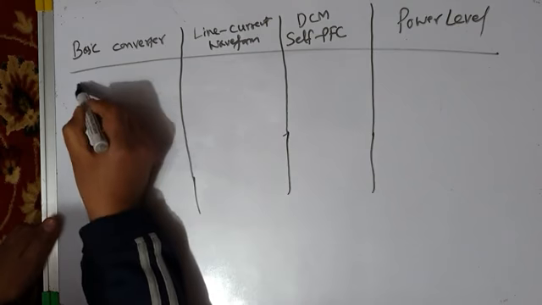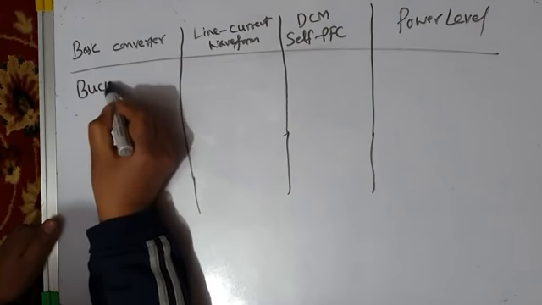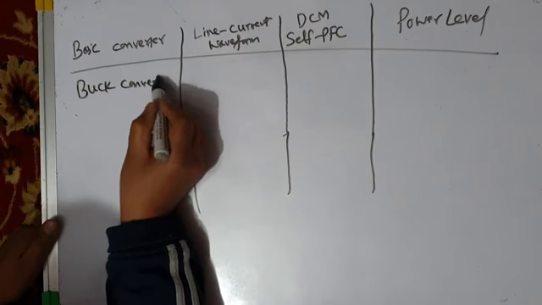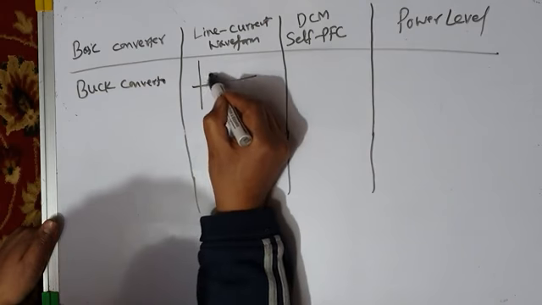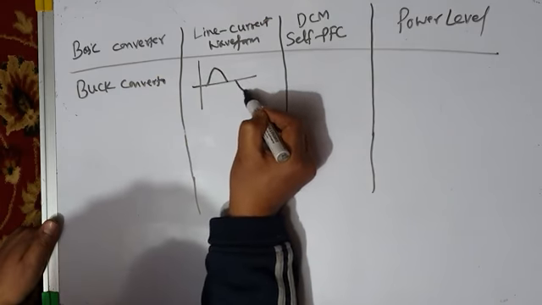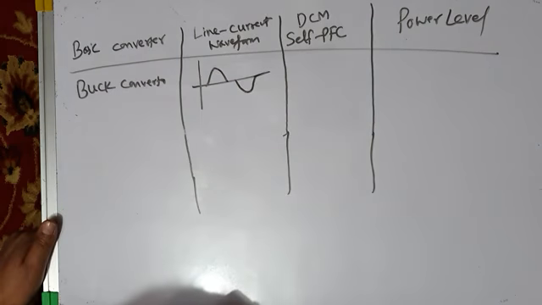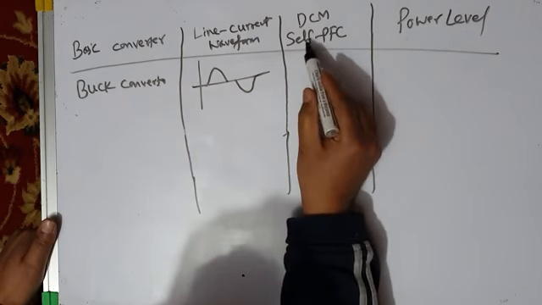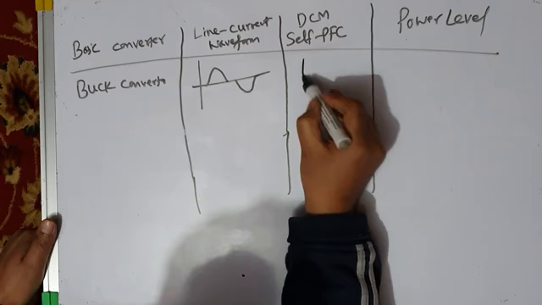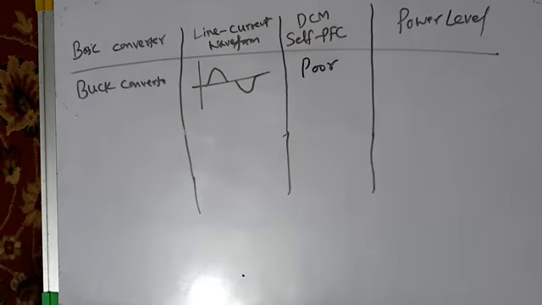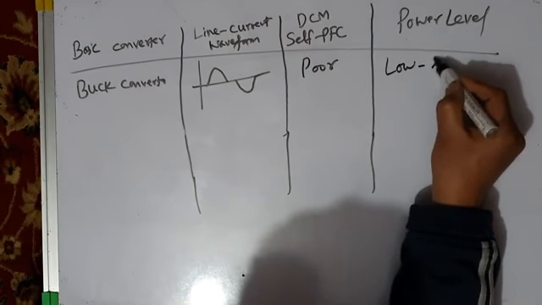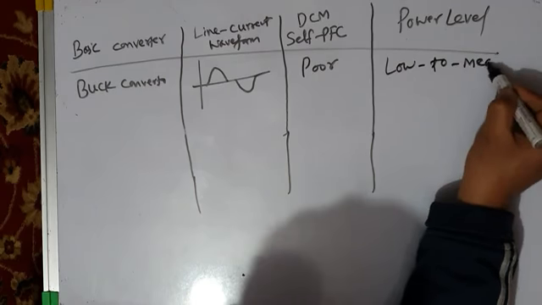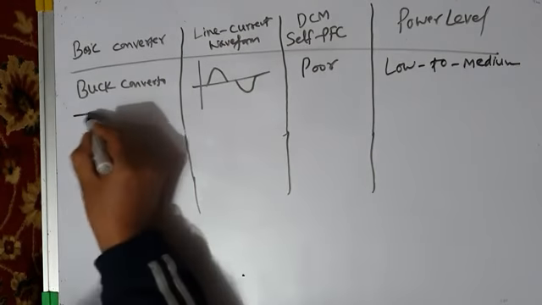First that we study today is AC to DC buck converter. And you have seen its line current waveform was like this. Some discontinuity was there near the zero crossings. This was line current waveform. So its DCM self PFC property is poor. It's not a good candidate. And power level is, even if you have to use it, you can use it from low to medium power levels. That is about buck converter.